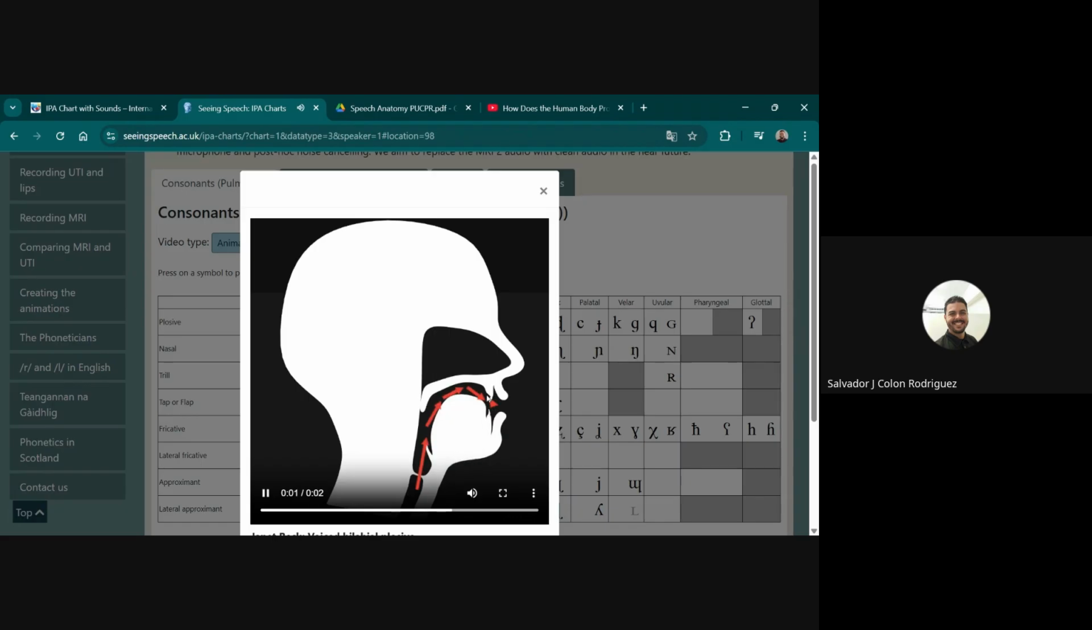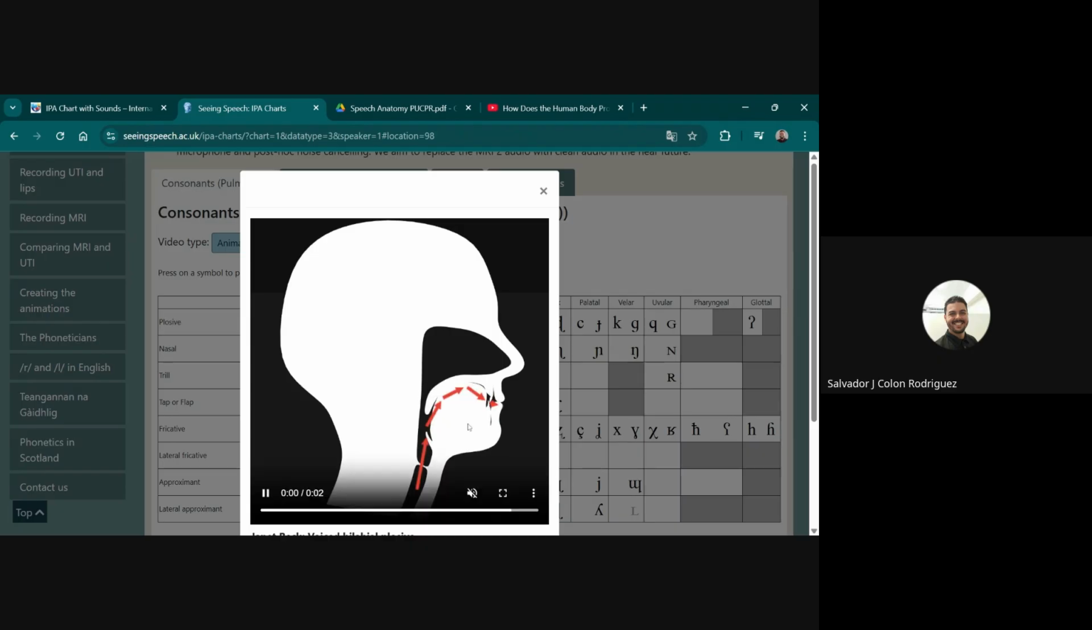Notice that although the teeth are in the way, the articulator that you're moving the most, the lips, are basically coming together, and as the airflow goes, you will have that sound or those sounds, for example, b and p.